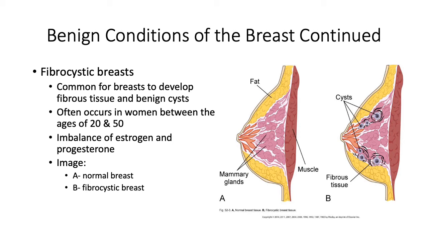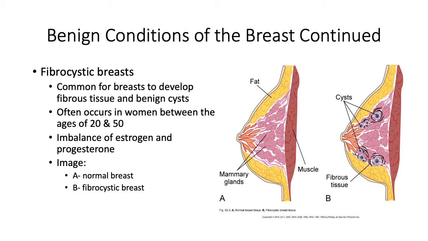Another benign condition of the breast is fibrocystic breast. It is common for breasts to develop fibrous tissue and benign cysts. It often occurs in women between the ages of 20 and 50. It is usually caused by an imbalance of estrogen and progesterone. In the image, you will see A is a normal breast and B is a fibrocystic breast. Assessment includes cyclic bilateral breast pain, usually in the upper outer quadrants of the breast, increased engorgement and density of breast, fluctuating size of cystic areas.